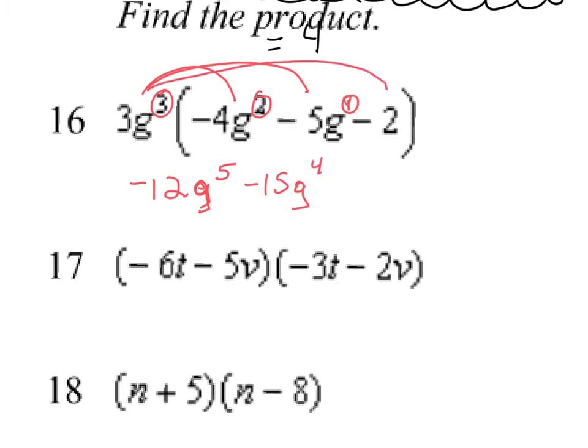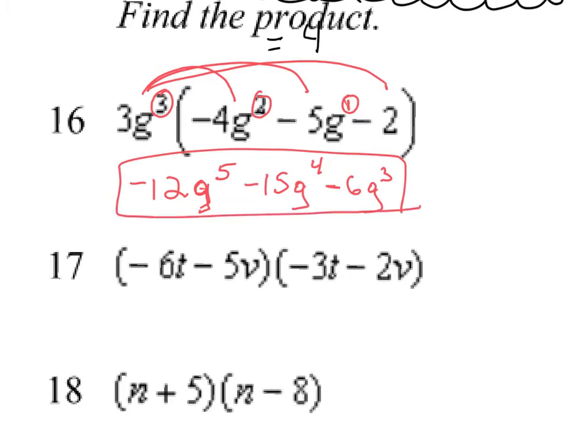And then you move on to the next term. You have 3 g cubed times negative 2. So you multiply the numbers. 3 times negative 2, that's negative 6. And the 2 doesn't have a g, but this 3 has a g cubed. So you guys keep the g with the cube. So that's my answer when you distribute a monomial to a trinomial. You add the exponents when you multiply the same bases.